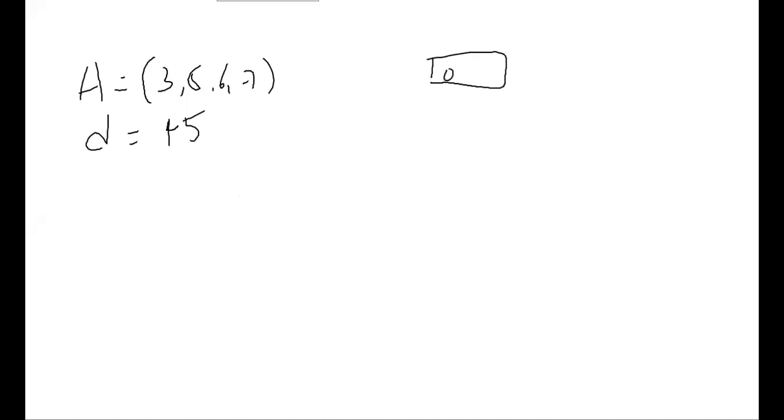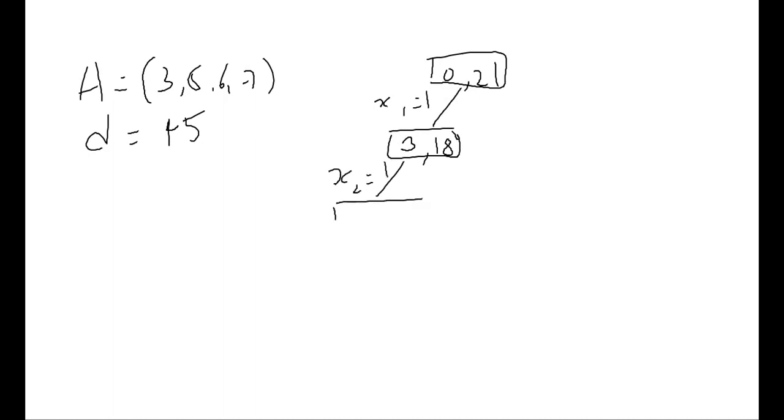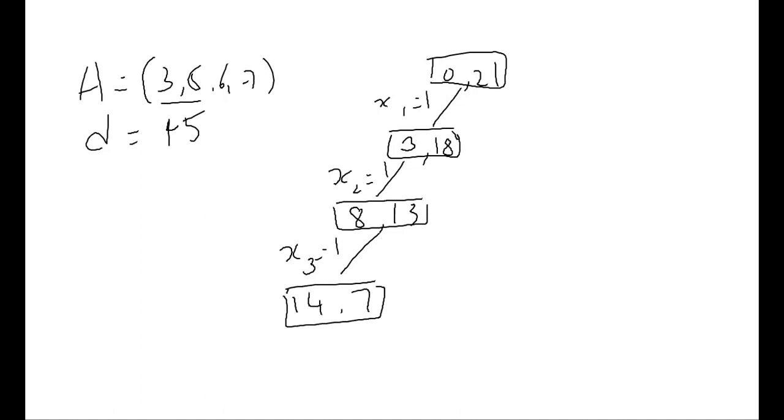So initially it was 0, 21. Then the next element is selecting x1 equal to 1, so this will become 18, that is the remaining amount. If I select x2 equal to 1, adding the elements x1 and x2, you will get 8 comma 13. Now I will select x3 equal to 1. If I select x3 equal to 1, what is the value you will get? 14 comma 7. Correct. So 14 is still less than 15, so I can further continue.